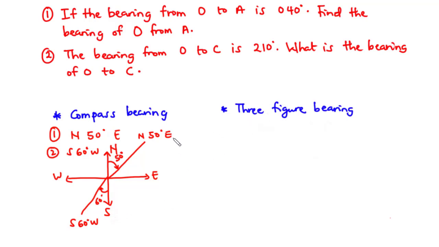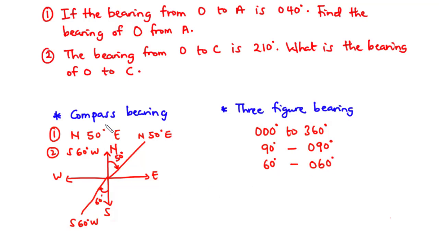Now let's move on and talk about the 3-figure bearing. So the 3-figure bearing is an angle measured in degrees. It is also measured in the clockwise direction from the geographical north. So keep this: bearings are always measured from the geographical north. And then the angles are given in 3 figures, from 000 degrees to 360 degrees. So if you are given 90 degrees, then in 3-figure bearing, this is equal to 090 degrees. If you have 60 degrees, then that is equal to 060 degrees.